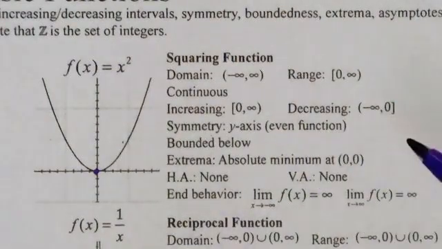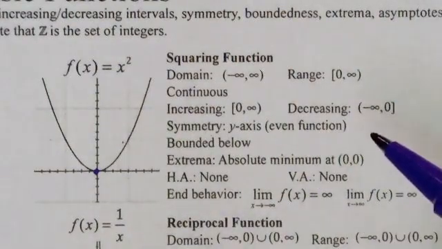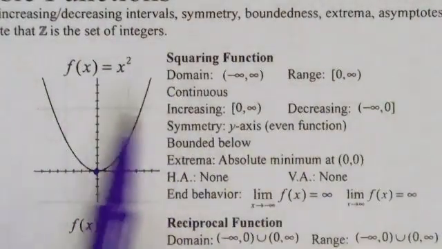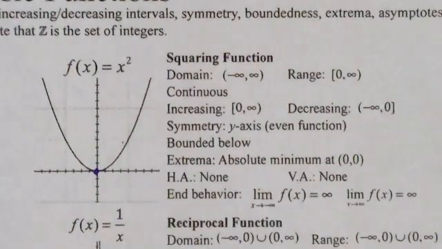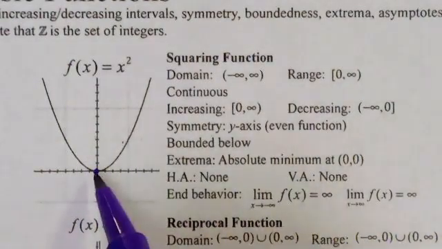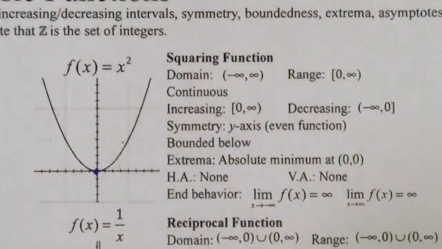Symmetry, y-axis, it's an even function. So it's a mirror image on either side. It is bounded below at 0 if you wanted to get specific. All right, we have extrema. Yes, we have an absolute minimum right here at (0, 0). No asymptotes. End behavior on this one is a little bit different. As it goes to the left forever, the y's are going up forever. As it goes to the right forever, it is going up forever. So that's how we read those.